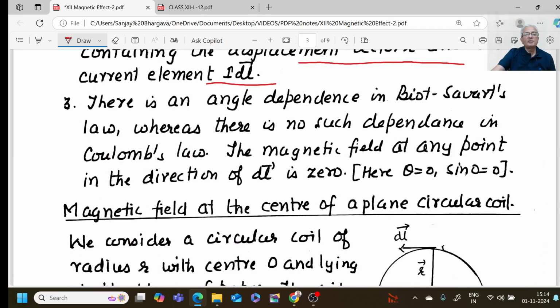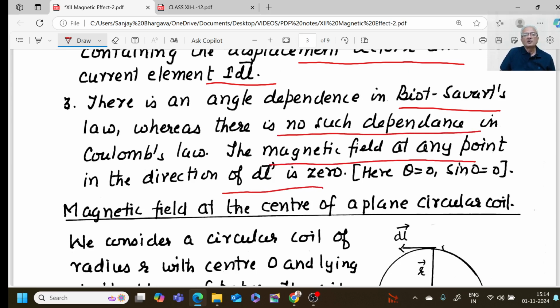There is an angle dependence in Biot-Savart's law. We find sine theta to be present in the law, whereas there is no such dependence in the Coulomb's law. The magnetic field intensity at any point in the direction of dl is 0. Here theta is equal to 0, so sine 0 would also be 0. Now we would like to apply Biot-Savart's law for various cases.